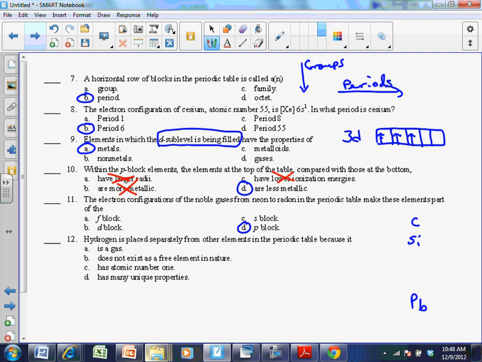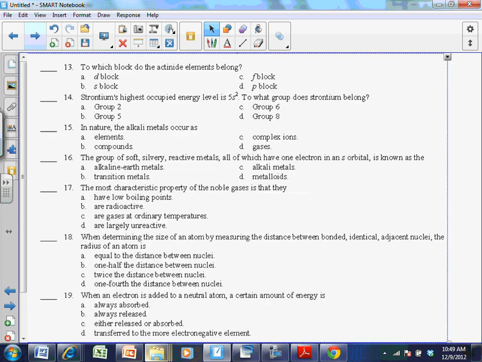Hydrogen is placed separately from other elements in the periodic table because it, well, let's read these. Is a gas. It's true. I don't necessarily think that's why it's separate from the other ones. It does not exist as a free element in nature. That's not why it's separate. It has atomic number 1. That's not why it's separate. It has many unique properties. That's why, because we tend to group them by similar properties. So that's why hydrogen is by its lonesome. It doesn't behave like an alkali metal. It doesn't behave like a halogen. Can't put it next to helium.